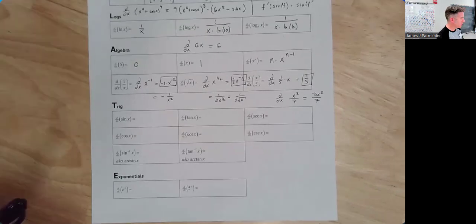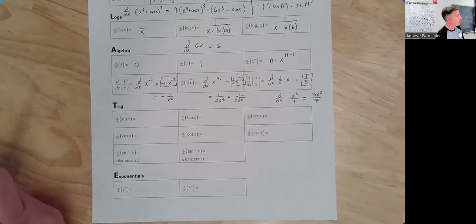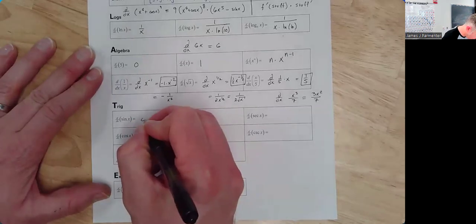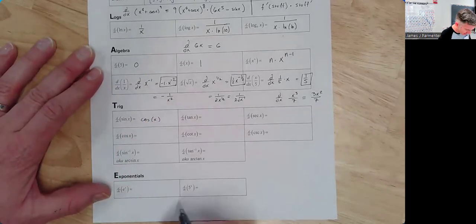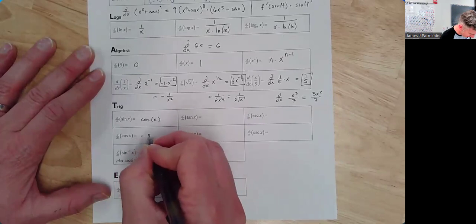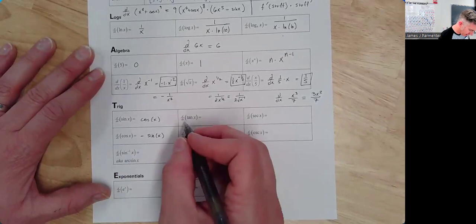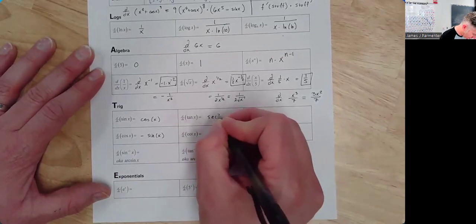All right, let's talk about the trig ones. So the trig ones, definitely need to memorize them because all these antiderivatives definitely come up. So the derivative of sine of x is cosine of x. And the derivative of cosine of x is negative sine of x. The derivative of tangent of x is secant squared of x.